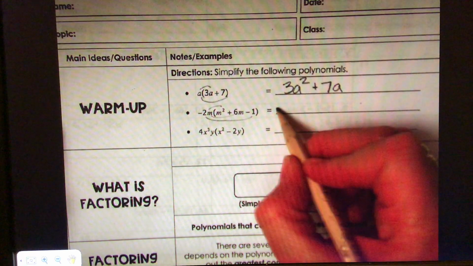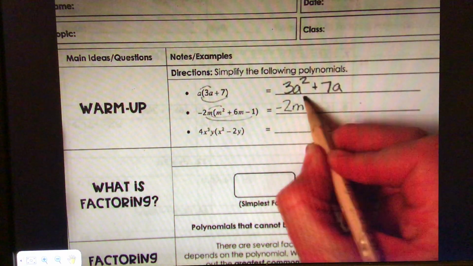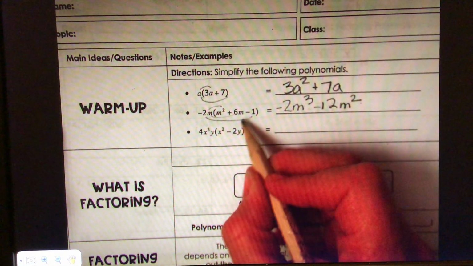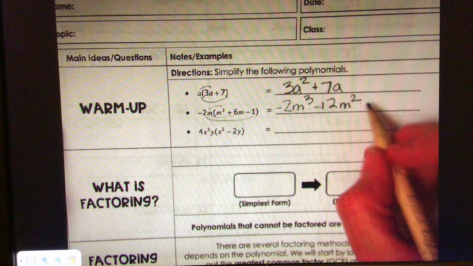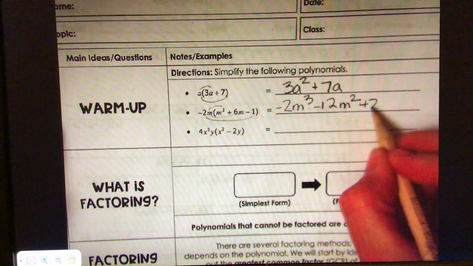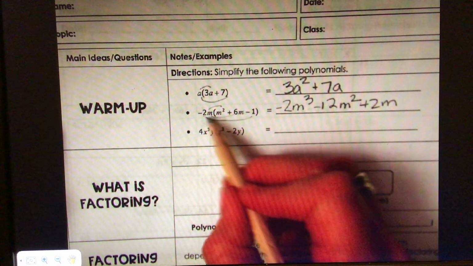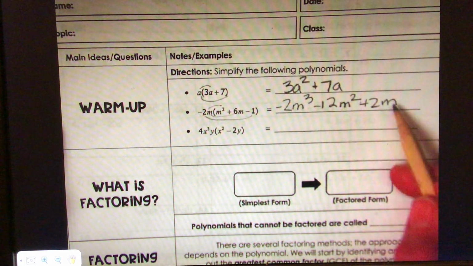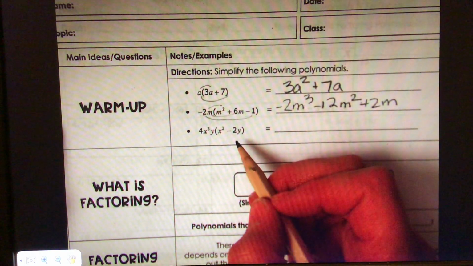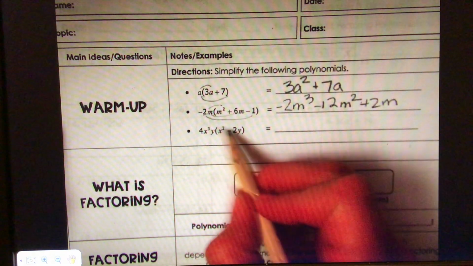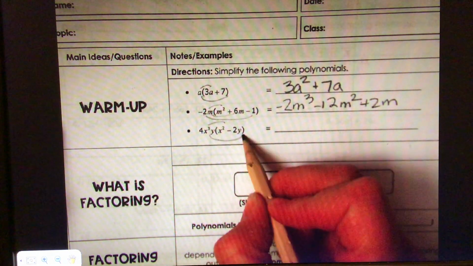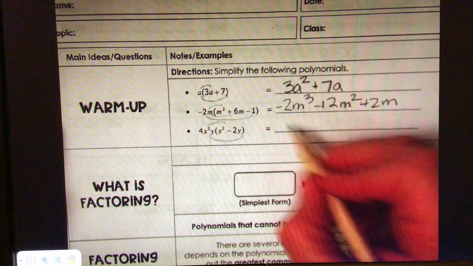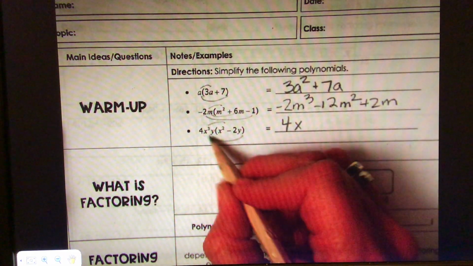I am going to have negative 2m to the third power minus 12m squared plus 2m. Negative 2 times negative 1 is positive 2, and then hold on to the coefficient. And last but not least, I have to think about all these terms. I'm winking and smiling, but I have multiple variables in one term. So I end up with 4x to the 5th.